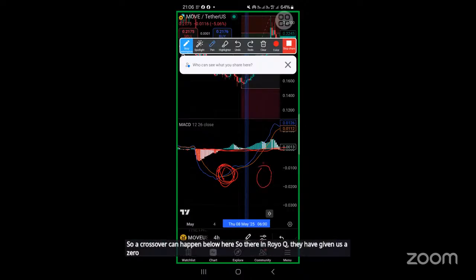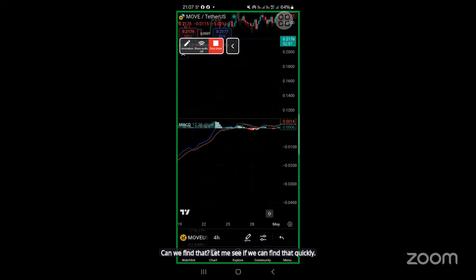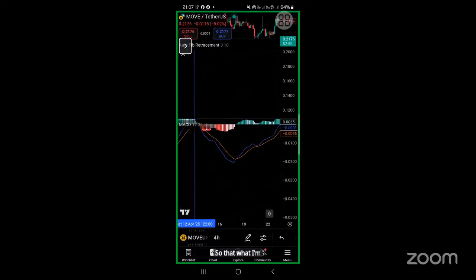So we are going to choose, because there is another crossover that happens. These two lines can cross each other above here. Can we find that? Let me see if we can find that quickly so that what I'm teaching here makes sense.